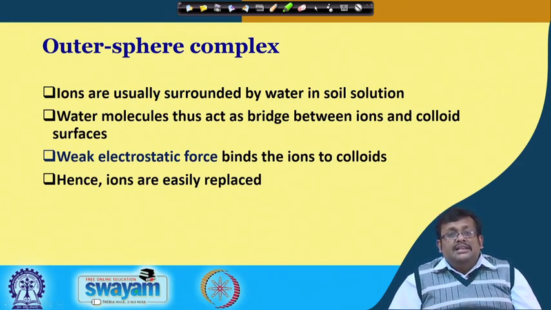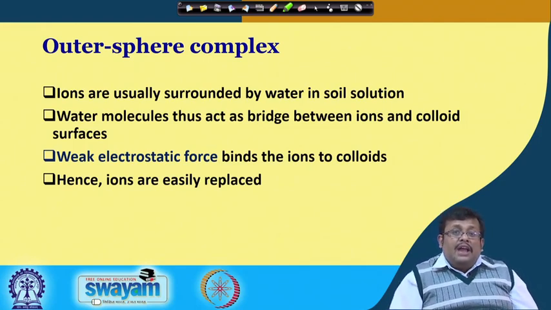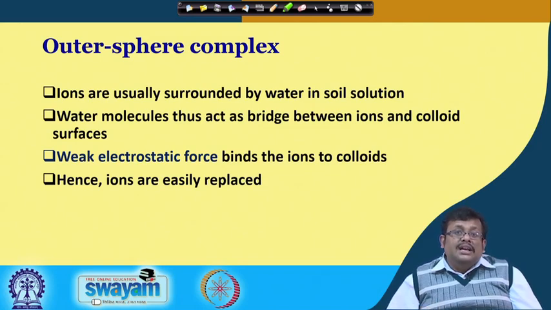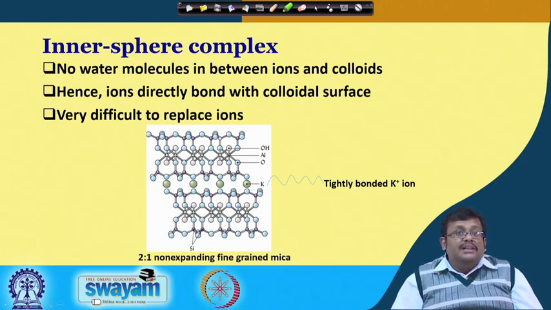An outer sphere complex is when ions are usually surrounded by water in the soil solution, and water molecules thus act as a bridge between the ions and colloid surfaces. This weak electrostatic force binds the ions to the colloids, and the ions are easily replaceable. So, this is an outer sphere complex.